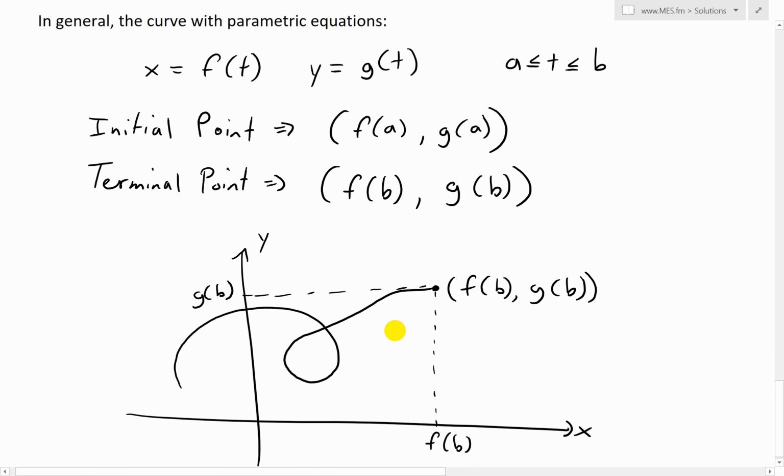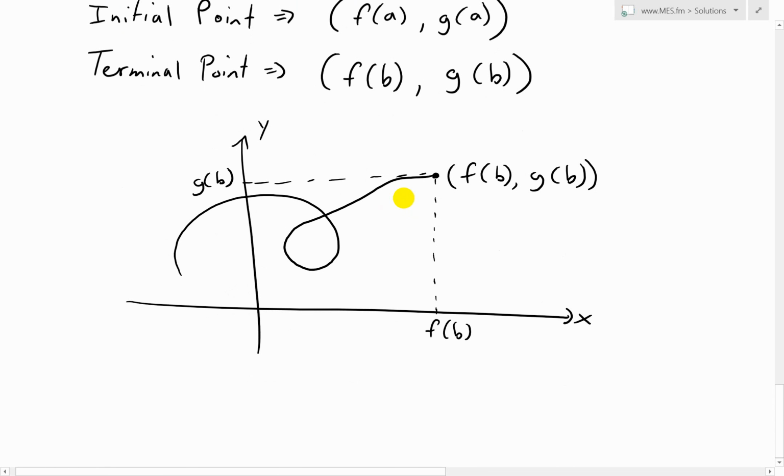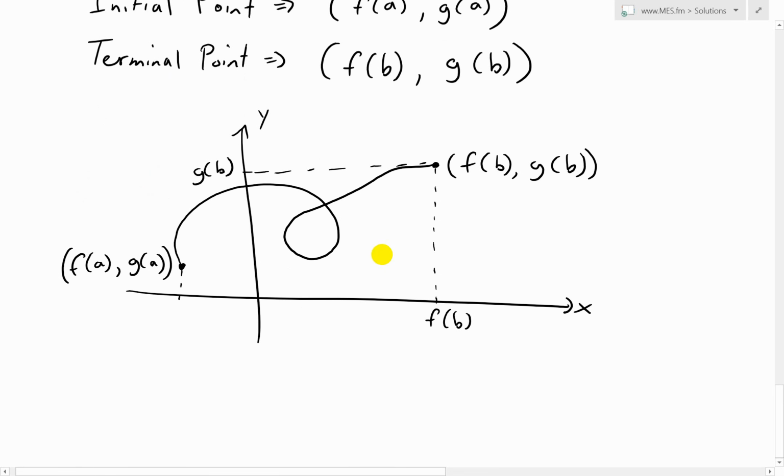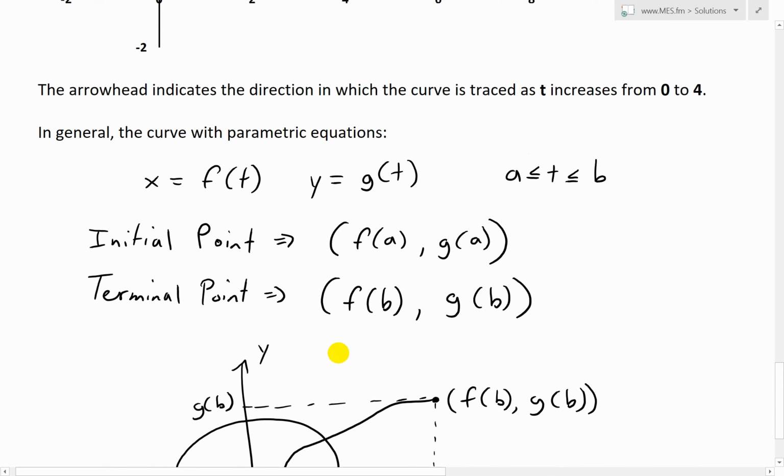Again, because y is equal to g of t, and x is equal to f of t. And then at this point here, I'll draw it across here, we have f of a and g of a. So this is the starting point or the initial point, and this is the terminal point across there. Just for completeness' sake, this is f of a, and across here, this is g of a. So that's just for some terminology.